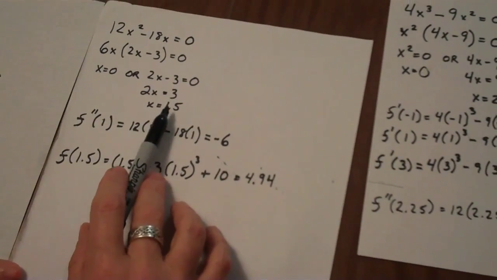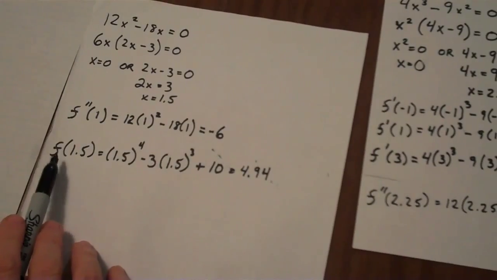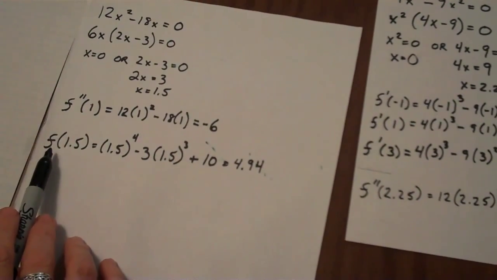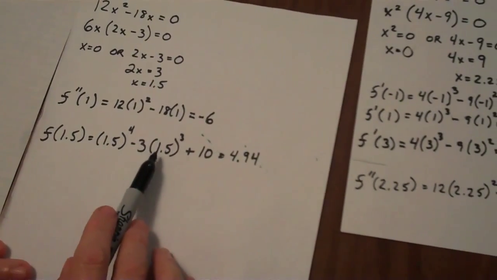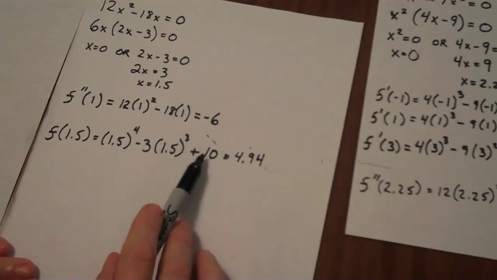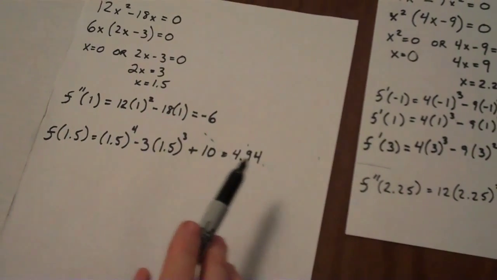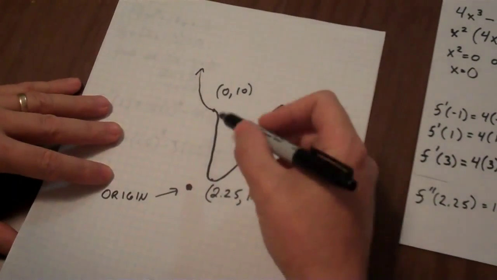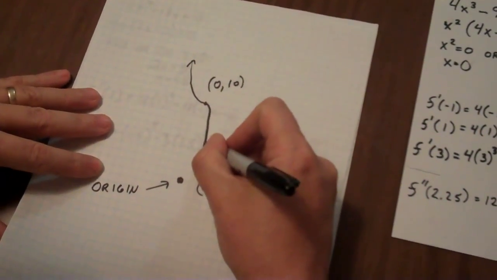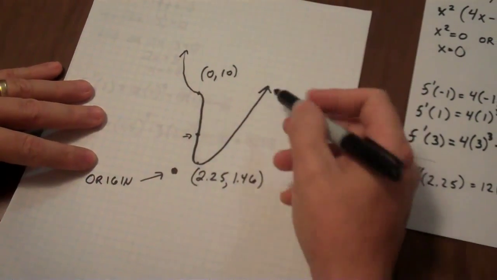Let's find the value of the function when x equals 1.5. Plugging my 1.5 back into my original function gives me 1.5 to the fourth minus 3 times 1.5 cubed plus 10, which gave me a value of 4.94. If I come back to my original graph, that point appears to be approximately right here on my curve, which is where I anticipated it would be.